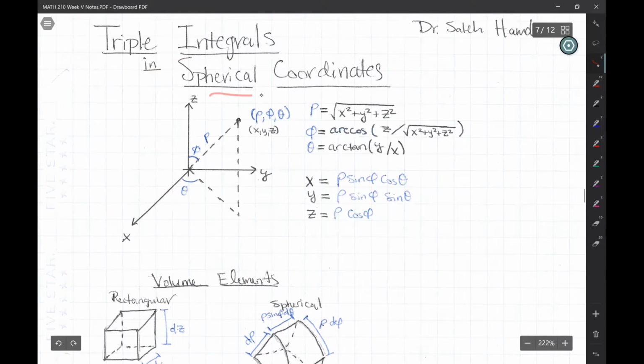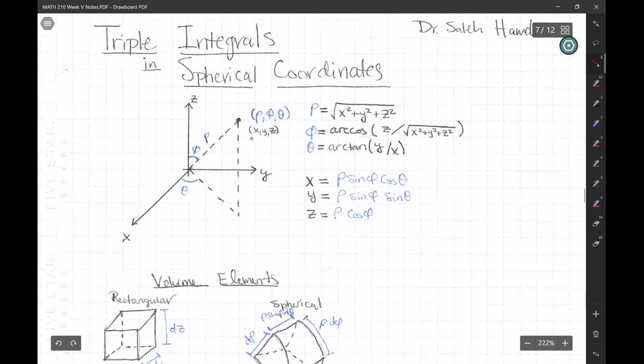Triple integrals in spherical coordinates. So previously we've discussed doing triple integrals in cylindrical coordinates, and when dealing with regions of integration that are spherical, it's a better idea to do integrals in spherical coordinates, especially if the integrand also gets much more simplified if we use spherical coordinates. So what are spherical coordinates?